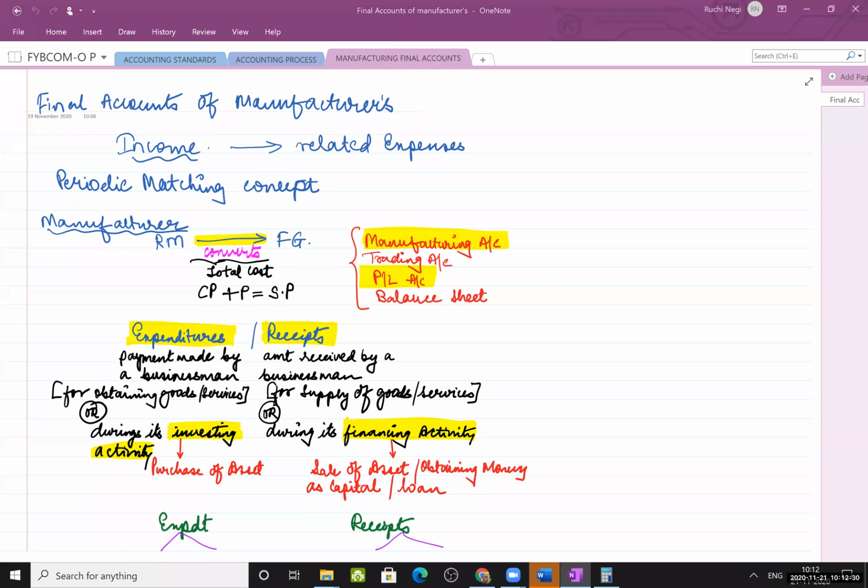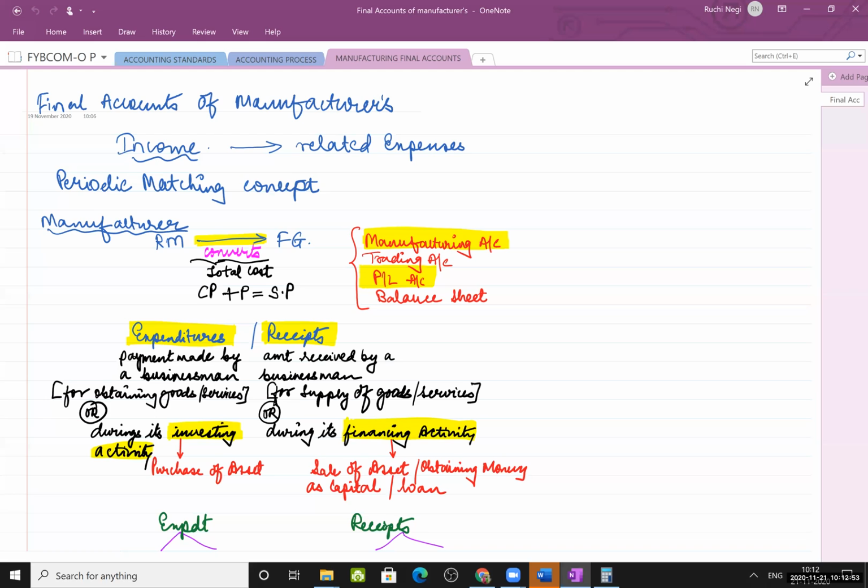Okay, so this is what we had started up with: final accounts of manufacturers. I had told you the reason why we make final accounts. Because of the periodic matching concept, which says that if there is a business income, there has to be a related business expense as well. So this is called the periodic matching concept, because of which we prepare final accounts.